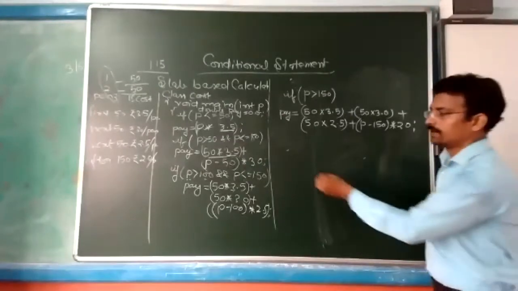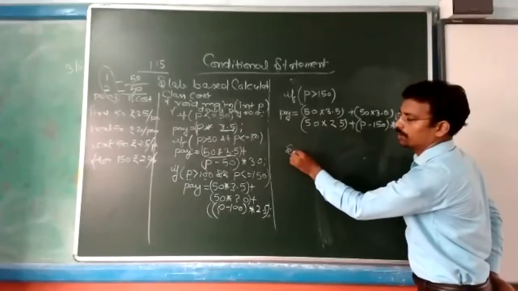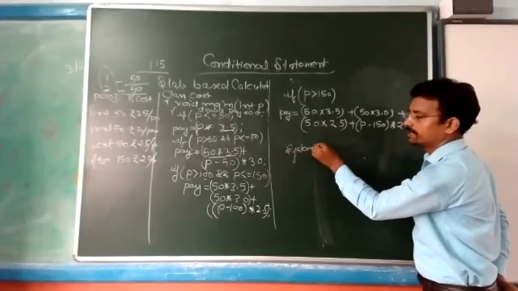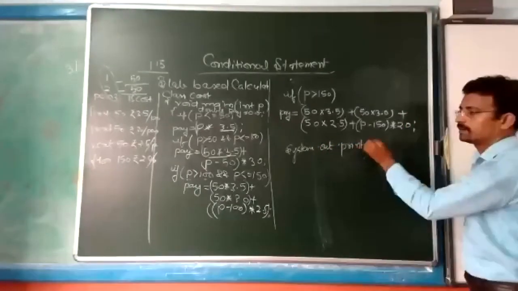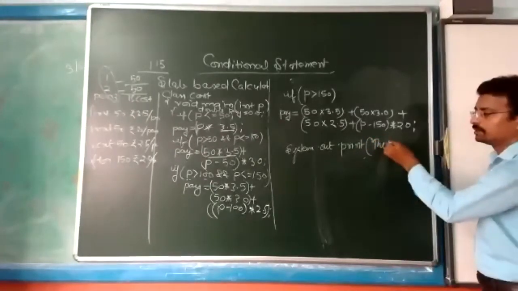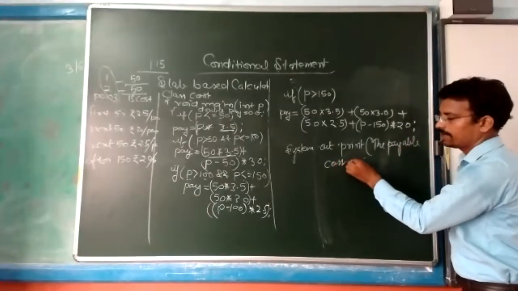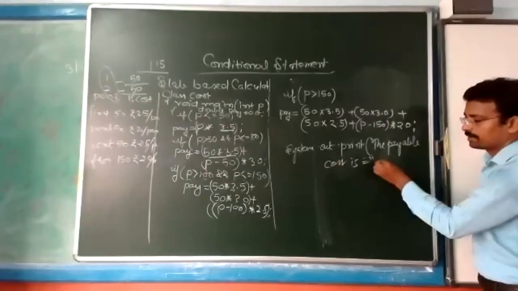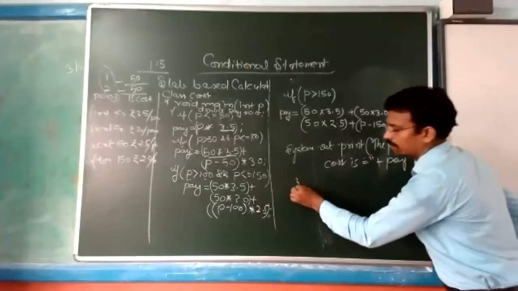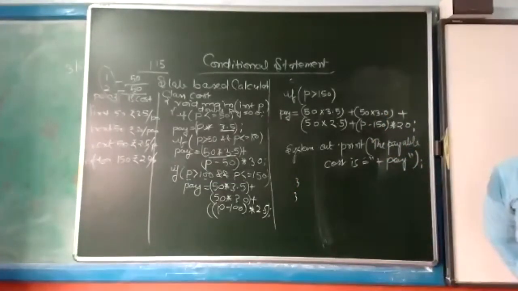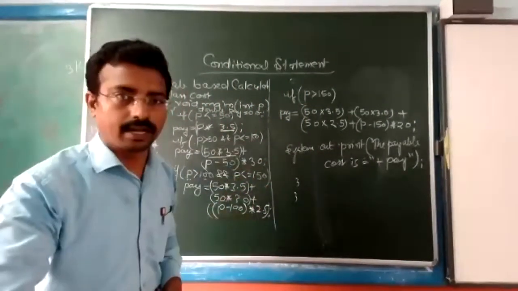Now, how to print it? Once you have calculated one time, you have to print it. System.out.print, the payable cost is plus paid. This is the part. Now from my part, I have tried. Which portion you are not understanding, you can ask.